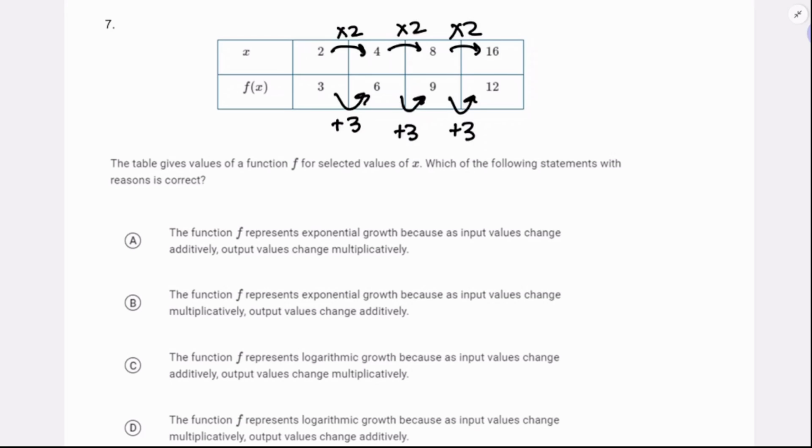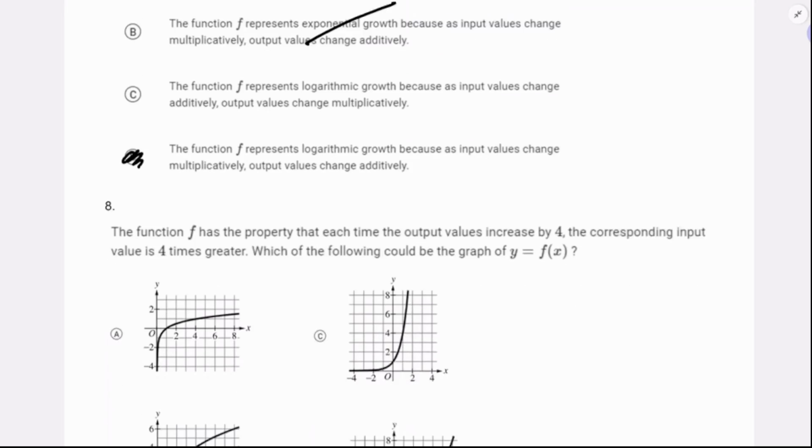and plus 3. Okay, exponential growth, no, it's going to be logarithmic growth, so I'm going to just get rid of these answer choices because it's saying exponential. As input values change additively, no, input values are not changing additively, input values are changing multiplicatively. Yeah, output values change additively. Okay, so that was answer choice D.